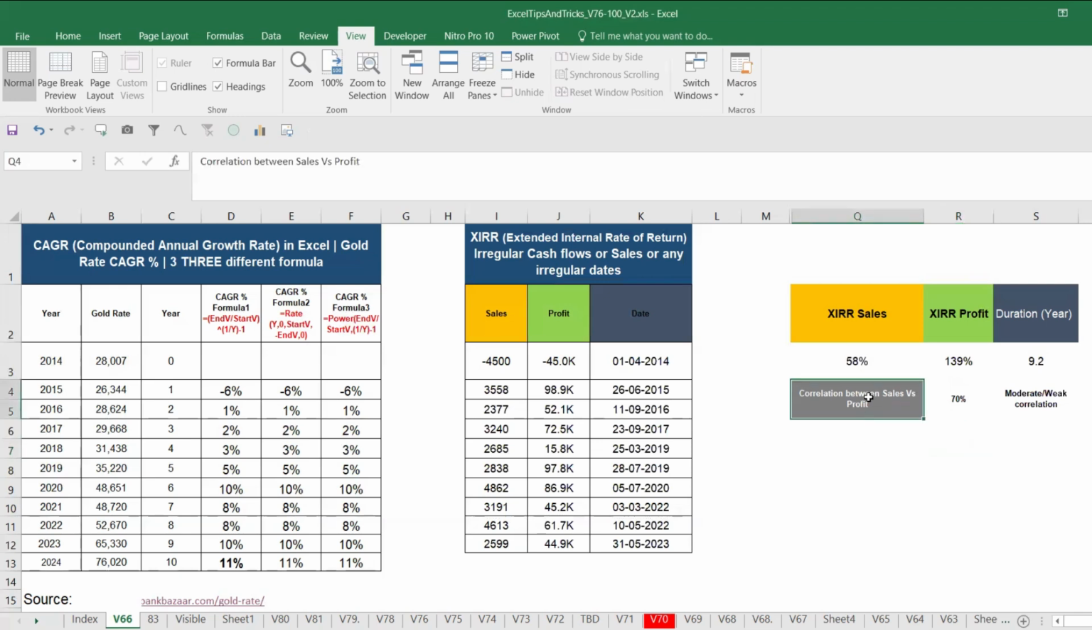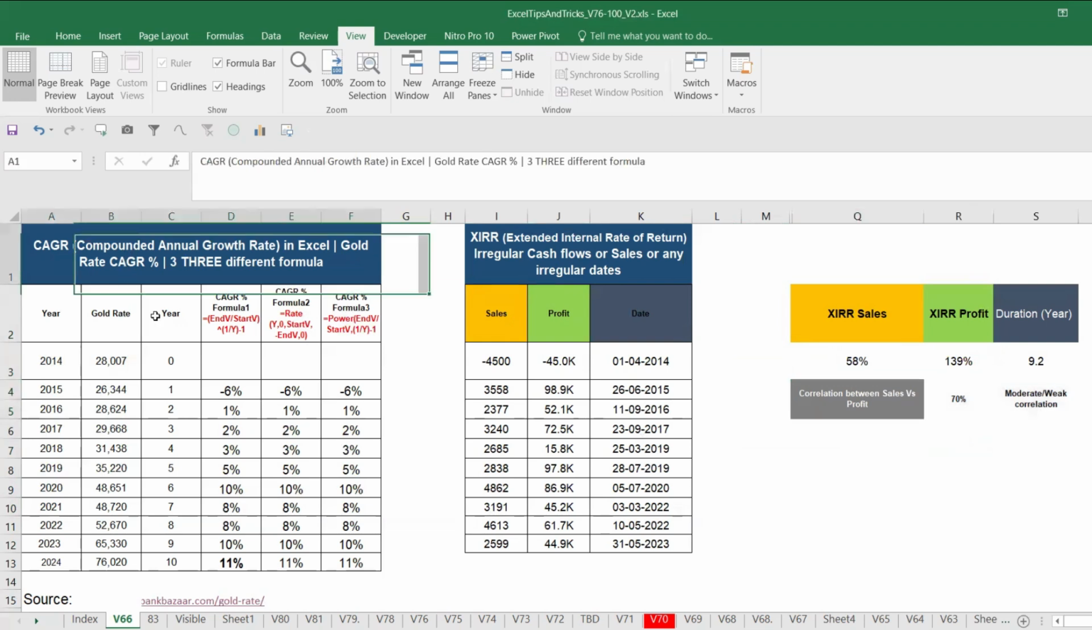Since we are dealing with two different variables, you can do this. If you have only one, if you're not interested in sales and are interested only in profit, then the correlation may not be required, right? You can directly get that one. This is an additional piece of information. I hope you find it useful.